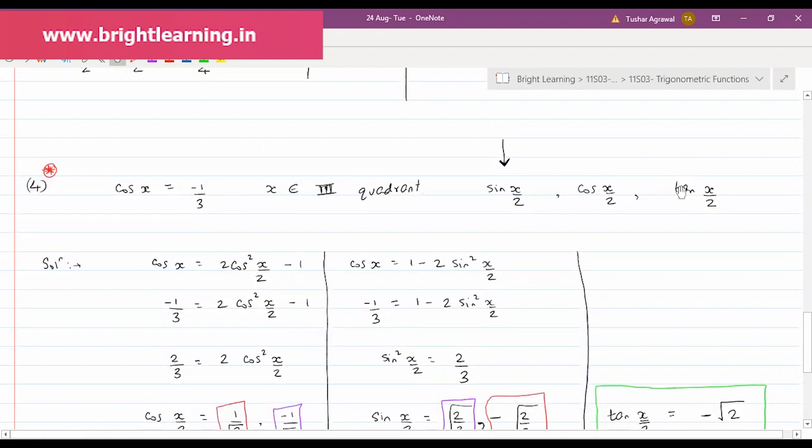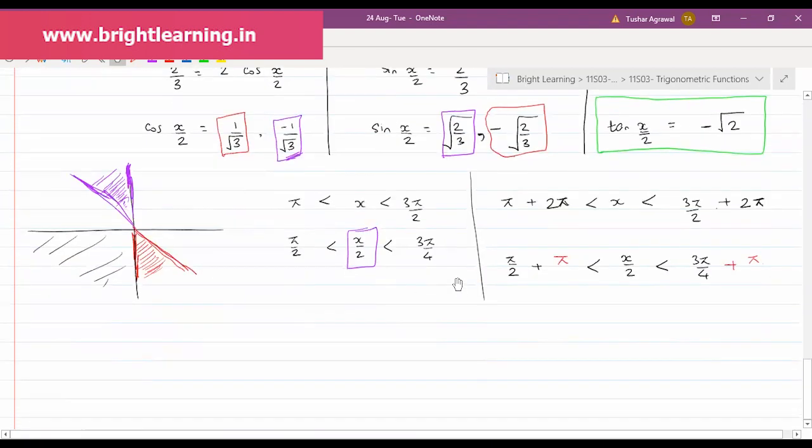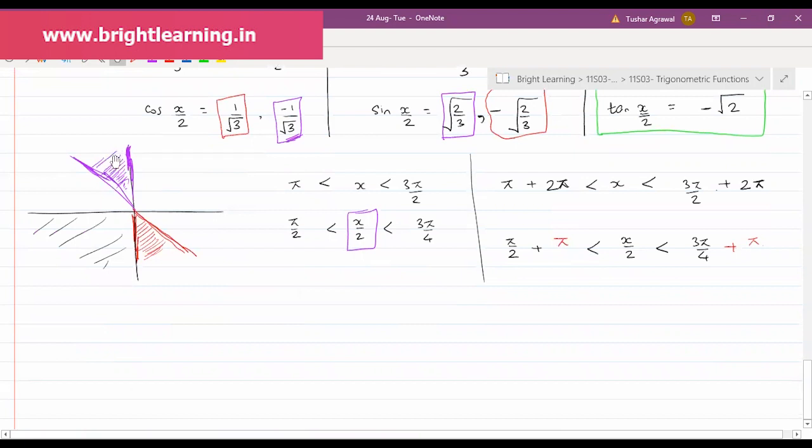But what I am asking is sine of half angle, cos of half angle, tan of half angle. X belongs to the third quadrant, but X by 2 is not belonging to the third quadrant. X by 2 is either in this purple region or in this red region, meaning some part of the second quadrant, some part of the fourth quadrant. You getting this? Yes, sir. Okay.